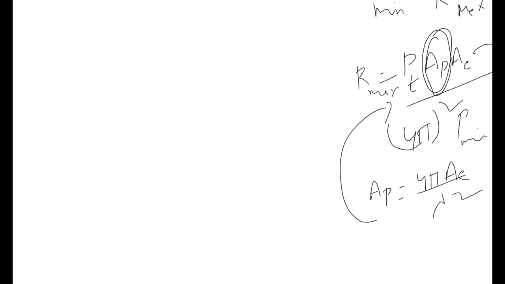Pulse modulator. Pulses come from the pulse modulator. Where are we feeding those pulses? I am feeding those pulses to the transmitter. From the transmitter, where does it go? It goes to the duplexer. From the duplexer, it reaches the antenna. From the antenna, again it comes to the receiver section. Now we will see that.